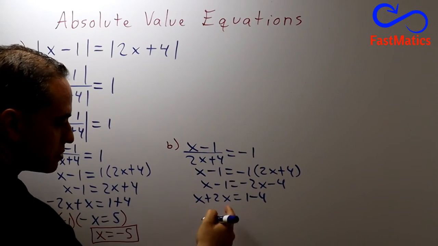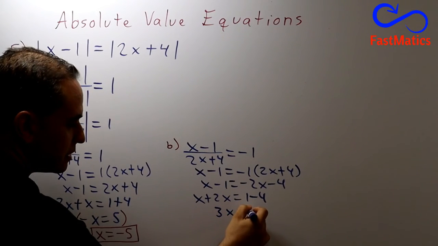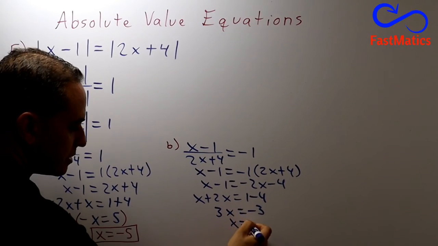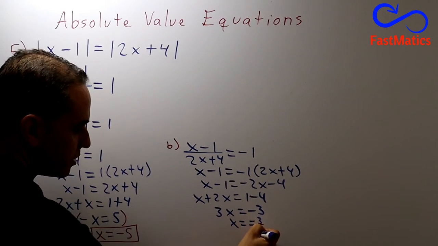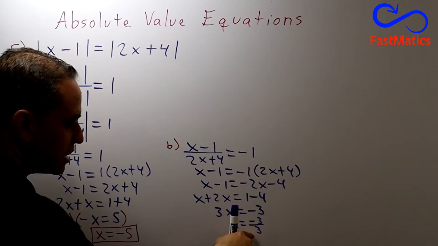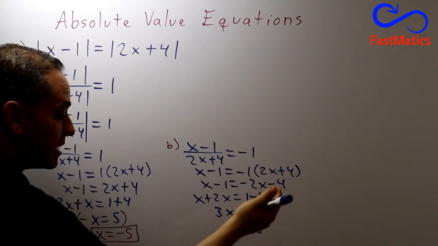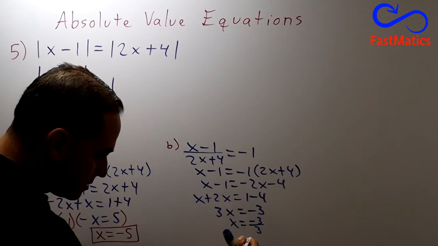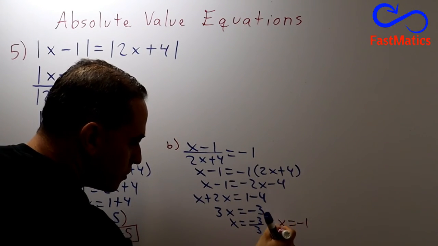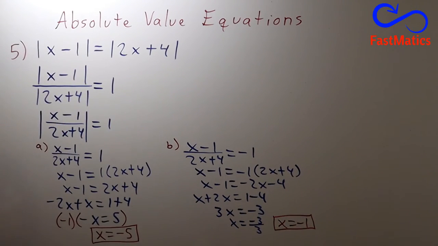Finally, x plus 2x, 3x is equal to 1 minus 4, negative 3. Then x is equal to negative 3 divided by 3. Remember, when you pass a number to the denominator, you don't change its sign. But when you pass to the other side on the same line, yes. The final answer will be x is equal to negative 1. Negative 3 divided by 3 is negative 1.